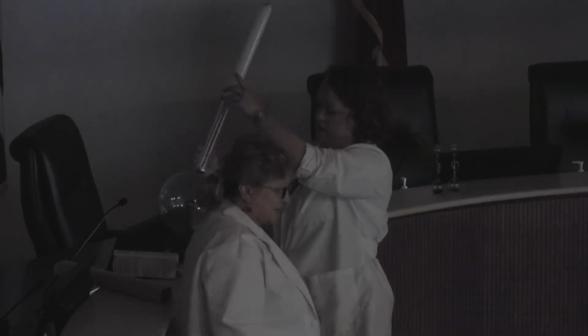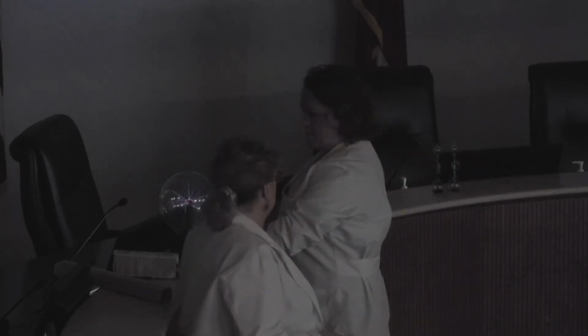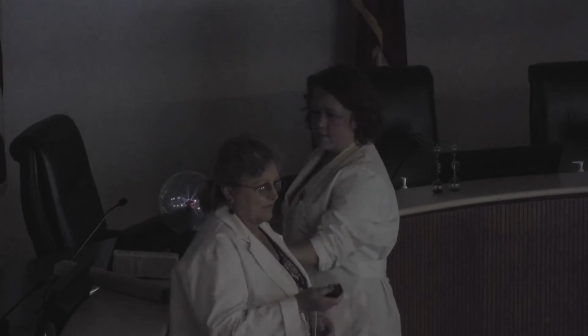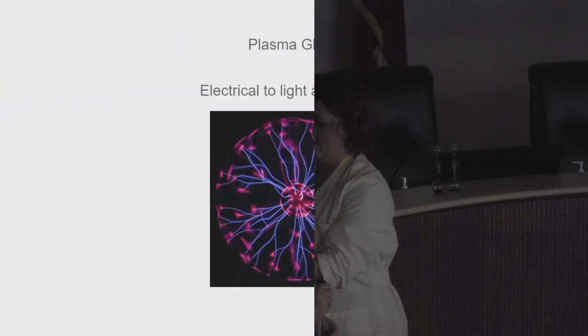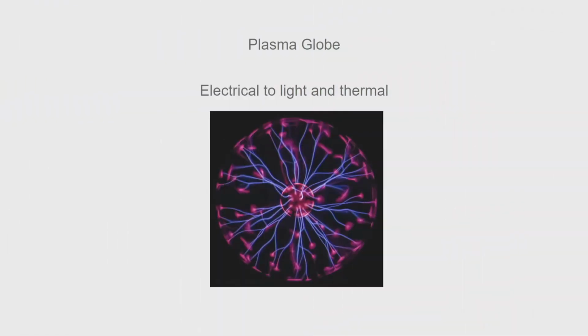Gotta keep trying. Who can imagine what type of energy transfer is happening with the plasma globe? It is turning into electrical, to light, and then to thermal, because this globe does heat up over time. Not getting a good connection there. Well, try it if you have one at home.